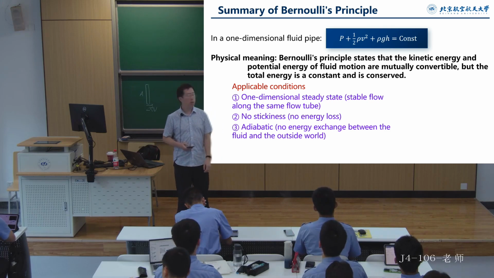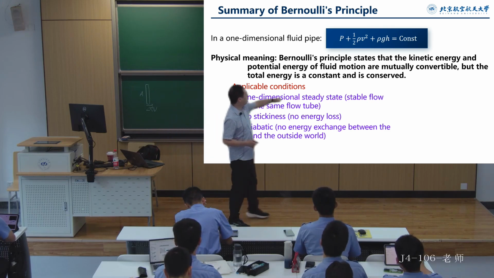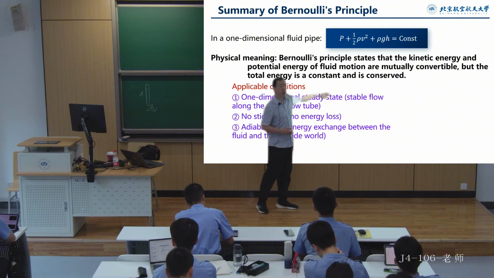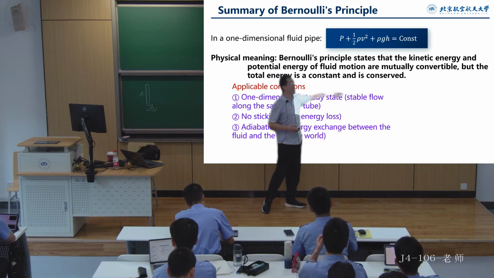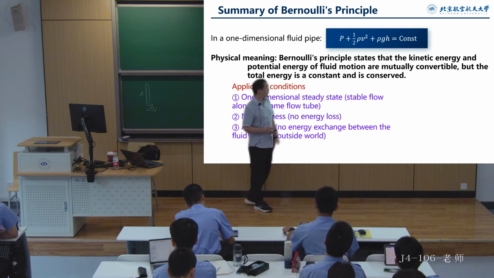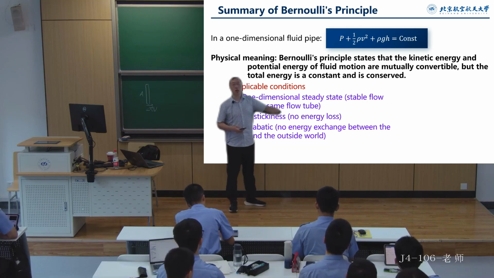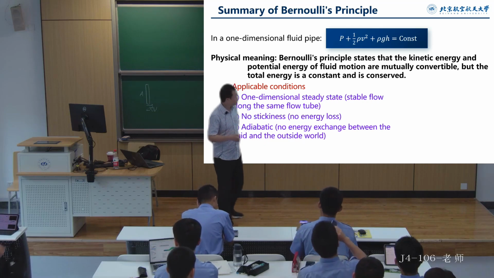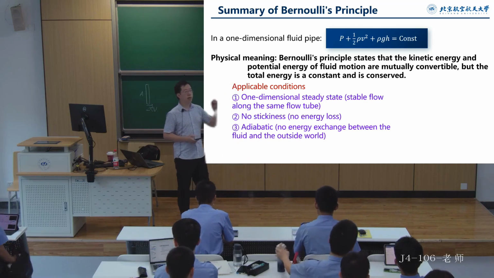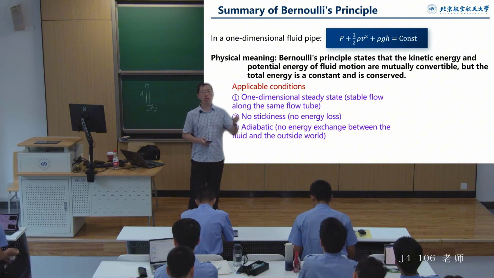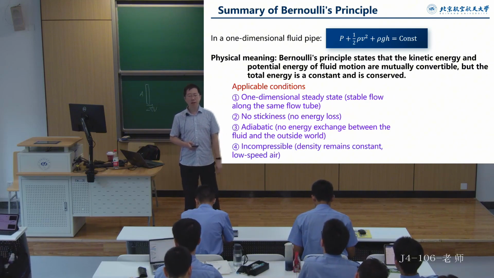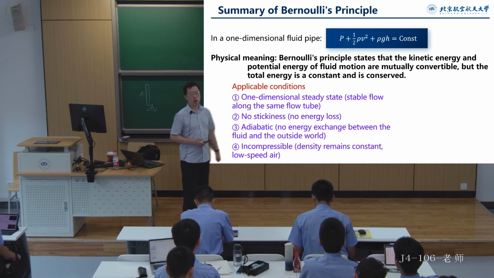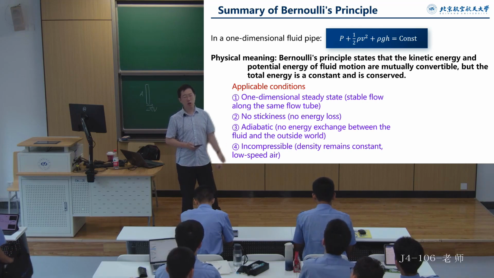Thus, it should be non-viscous, because only with viscosity does friction occur. So non-viscous means there is no energy loss due to friction. At the same time, it should be adiabatic, that is, a flow without energy exchange with the external environment. And finally, when we use the continuity equation, we cancel out the density term, because we assume it is an incompressible fluid. And for an incompressible fluid, its density is the same at all positions.